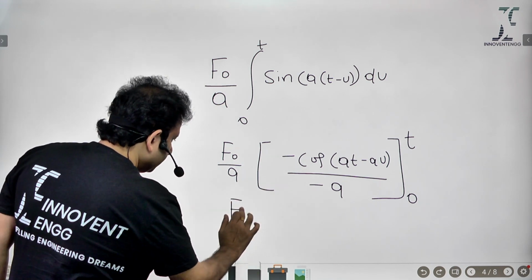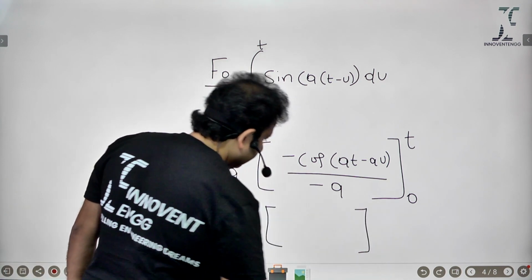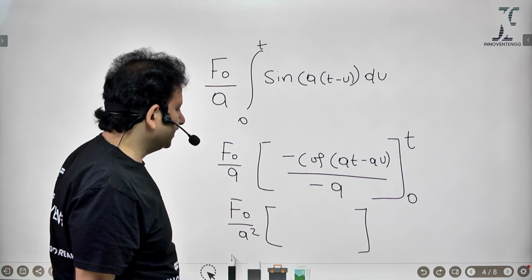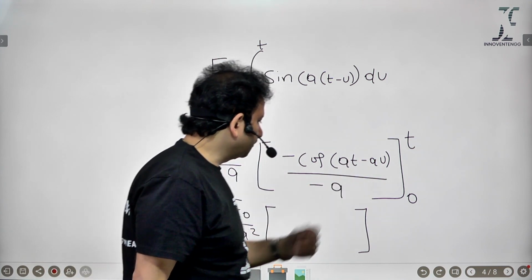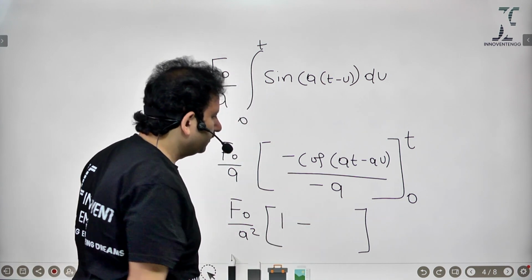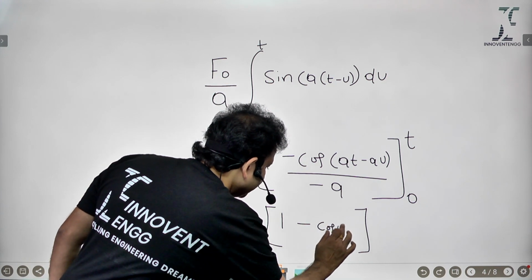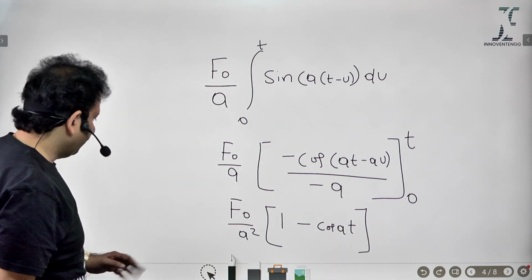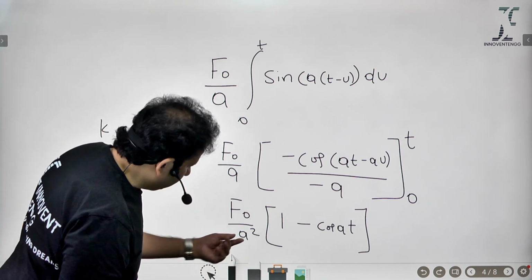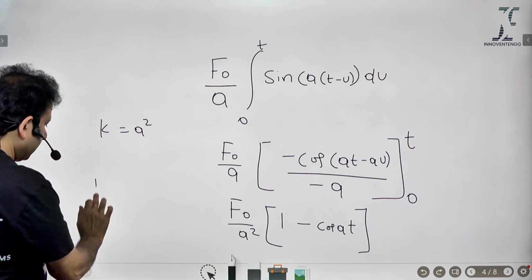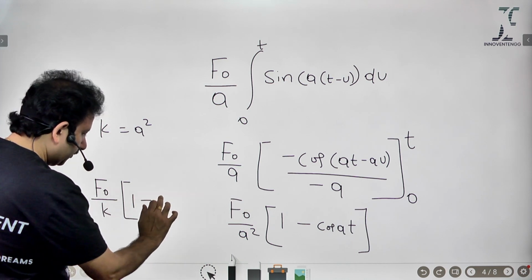A I can take out, f naught by a square, and I am already there for the final result, because this would get cancelled. What you are left with is just cos. When you put u is equal to t, this becomes cos 0, which is 1, minus. If you put u is equal to 0, you will get cos at, and this is what exactly we were supposed to get. What we said? We said k is equal to a square. So I can as well replace a square by k, because that was the assumption that we made. And now I have got cos at.